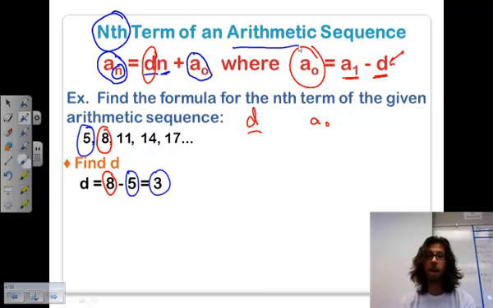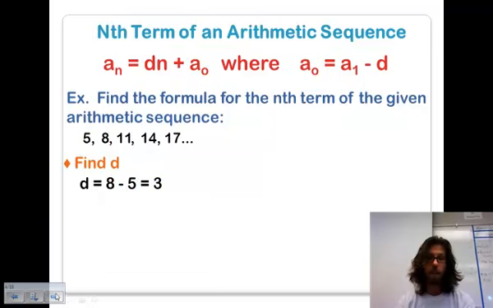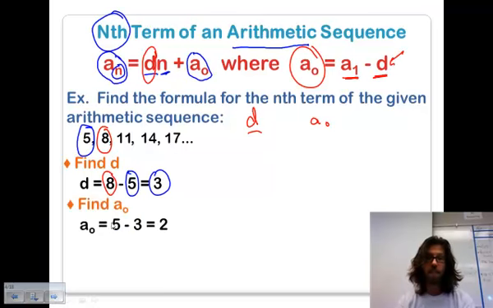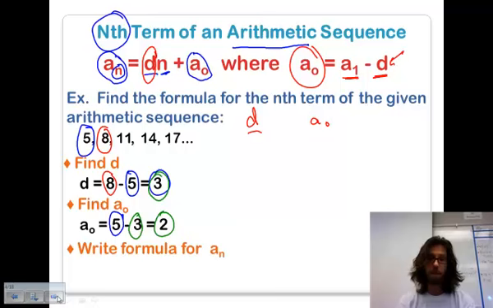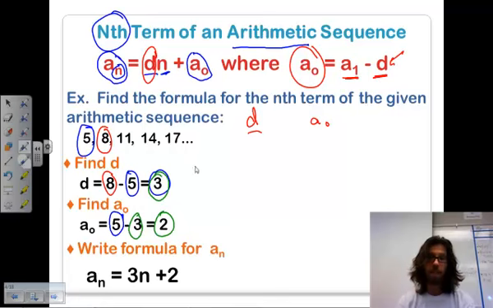Obviously, we have to be confident that it is an arithmetic sequence, so it's not a bad idea to double check that you can do this with a couple different values. Well, now we have d. The only thing we're left to find is a sub 0. We find a sub 0 by taking the first term in the sequence, 5, and subtracting d, which we just found. Basically moving backward 1, and we get to 2. So to write out the formula, we're simply going to replace d.